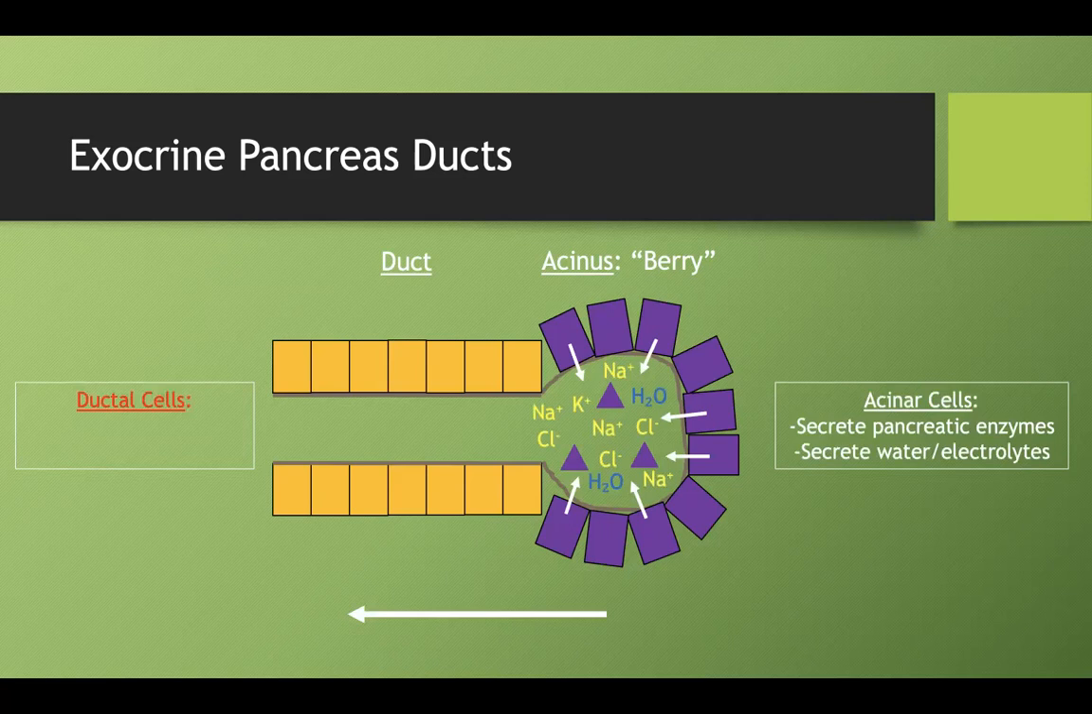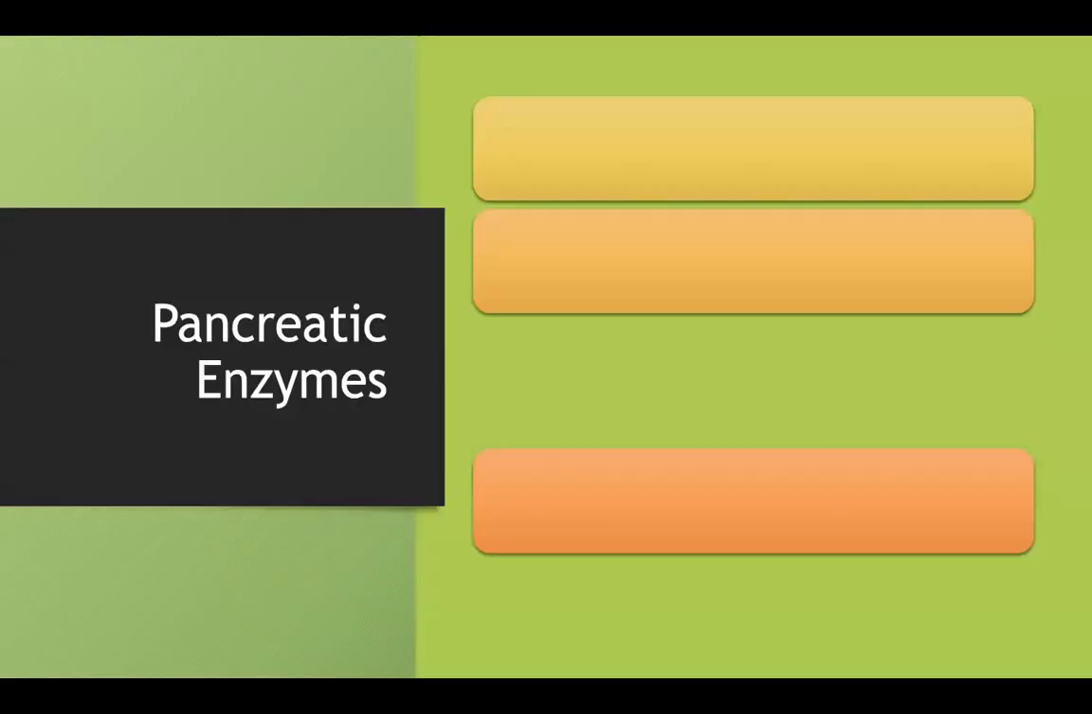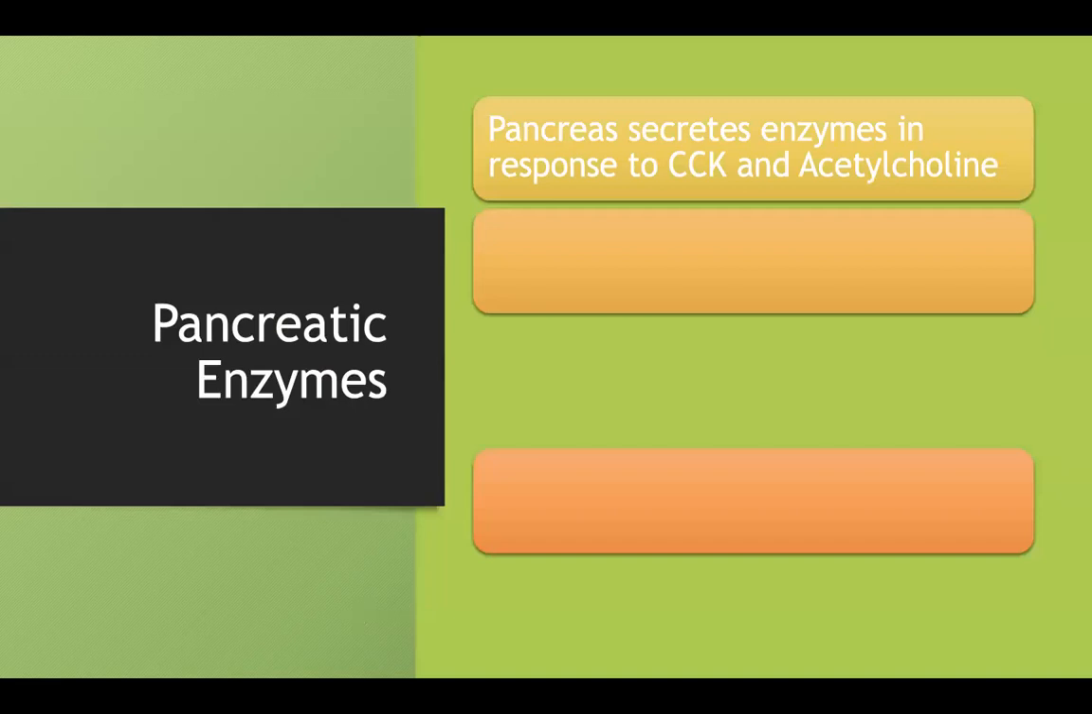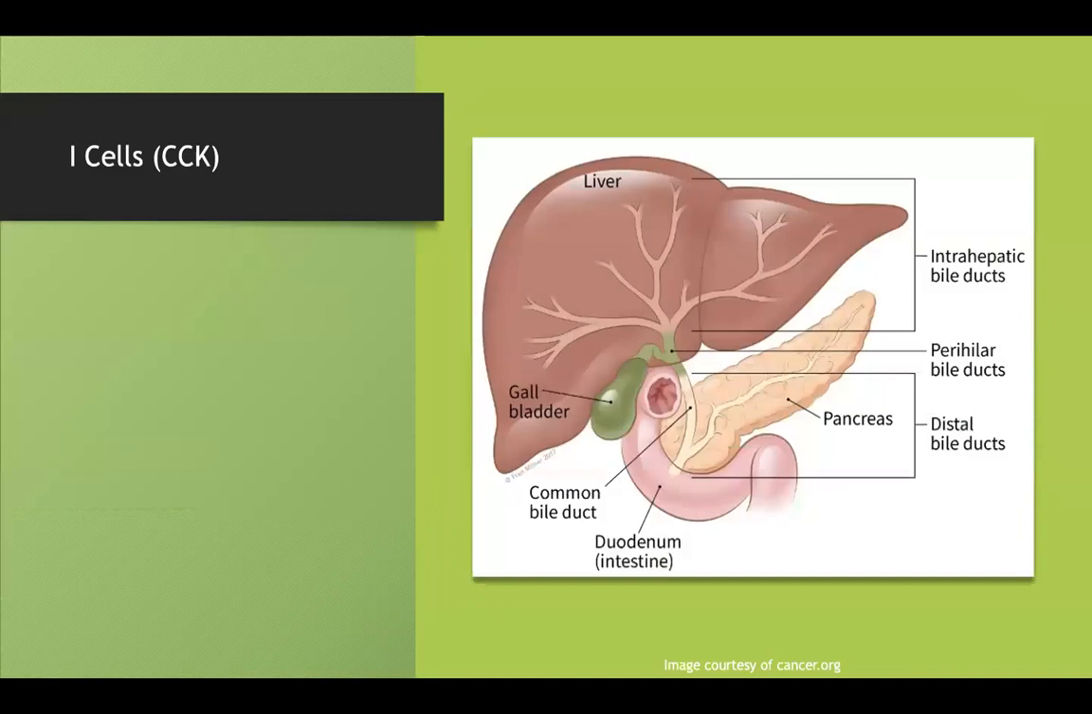Ductal cells, on the other hand, are responsible for secreting bicarb. So there's some bicarbonate going into the lumen. And they can also modify pancreatic fluid. And I'll talk about the process of pancreatic fluid modification after I discuss this. So let's talk about pancreatic enzymes. These enzymes that we just saw secreted by acinar cells get secreted in response to a couple different hormones, namely CCK and acetylcholine.